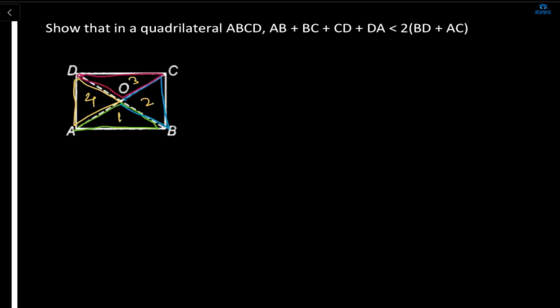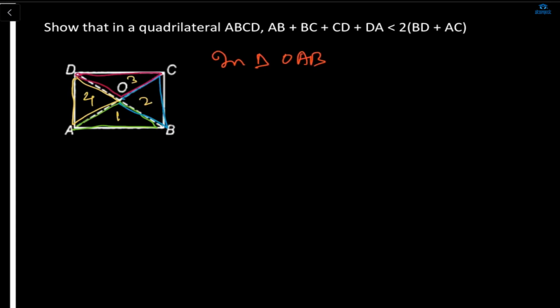Now, we have to show the diagonals sum. So we can write the sum of 2 sides. Which 2 sides will we take the sum of? I think in triangle OAB we can take OA and OB. Yes. So in triangle OAB, we are taking OA plus OB is greater than AB. We can mark it as first.